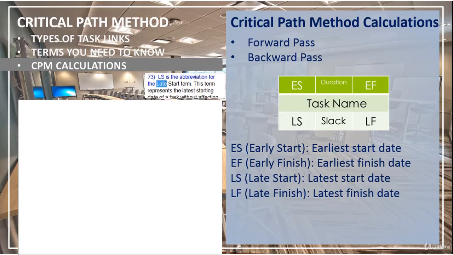LS is the abbreviation for the late start term. This term represents the latest starting date of a task without affecting the finish date of the project. If we start this task at this date, the deadline of the project will not be affected. LF is the abbreviation for late finish. This term represents the latest completion time of a task without affecting the finish date of the project. If you complete this task at this date, the deadline of the project will not be affected.